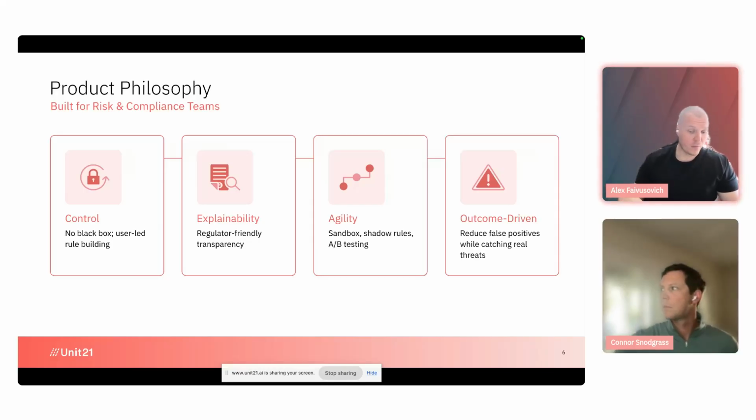Agility. From sandbox environment to shadow rules to A/B testing, you don't create a strategy or build a rule and just deploy it blindly to production. You have many ways to validate the strategy before you deploy certain rules into production, so you really feel comfortable that the rules are achieving what they want to achieve, and second of all, that the operational capacity will remain something the team can actually handle.